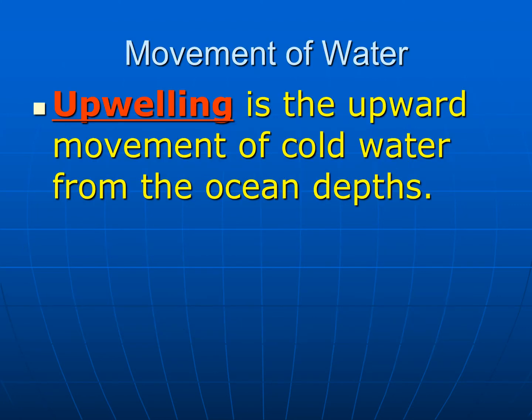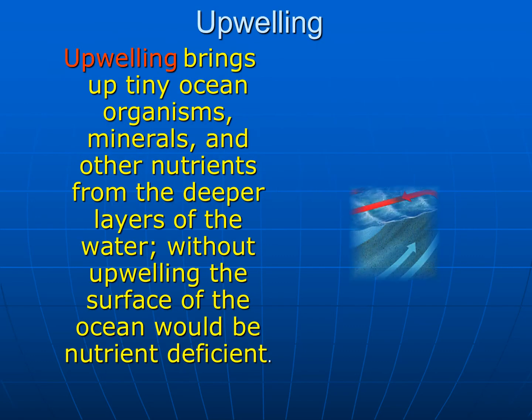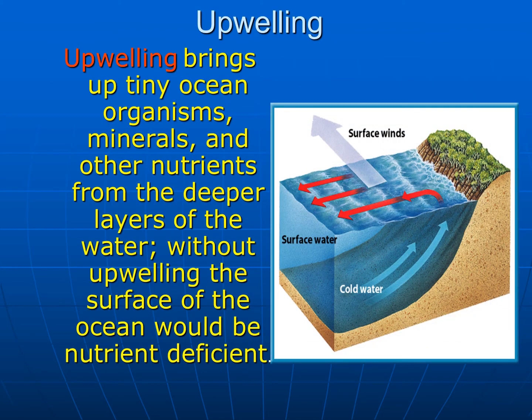So the movement of water, you need to know this, okay? Upwelling is the upward movement of cold water from the ocean depths. Upwelling brings up tiny organisms, minerals, and other stuff from the deeper layers of water, all the way from here to the surface of the ocean. Without this, we would have a nutrient deficit.